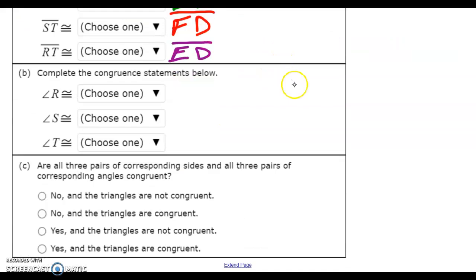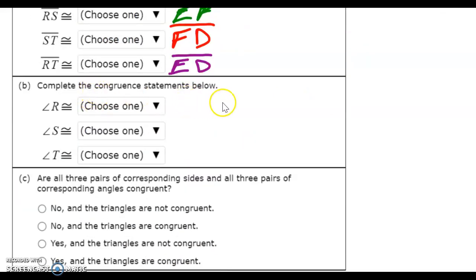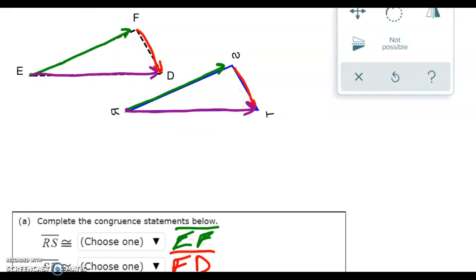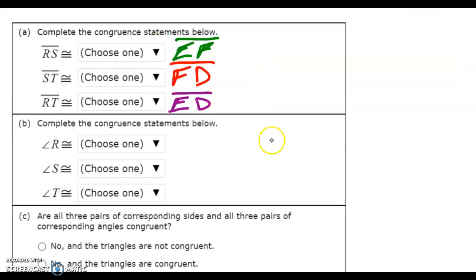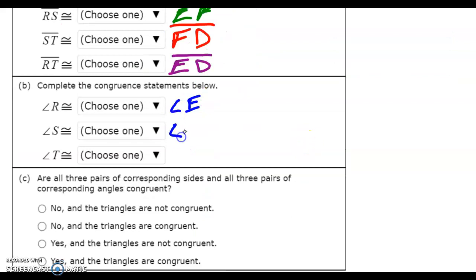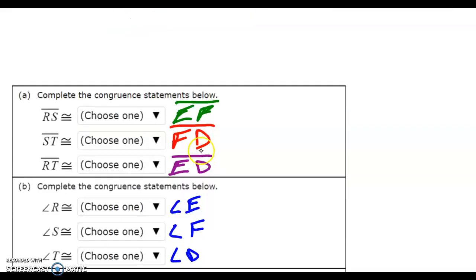Okay? So the order matters through each parts of these, and it's a little bit easier to see when you have them facing the same way. Now complete the congruent statement below. So now these are just the angles, RST. So R is going to be congruent to E. And they have the drop down menu for you there. S congruent to F. And then T is congruent to, I think it's D is the last one. Yep. D is congruent to T.